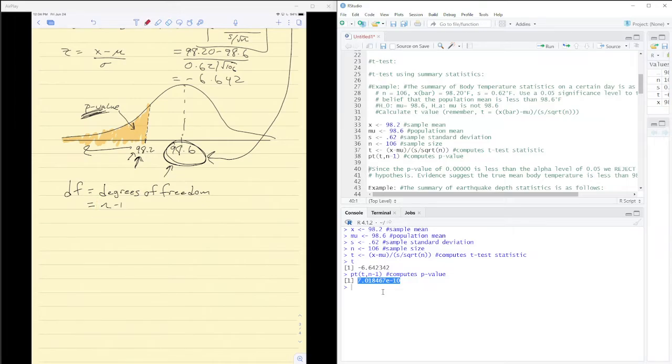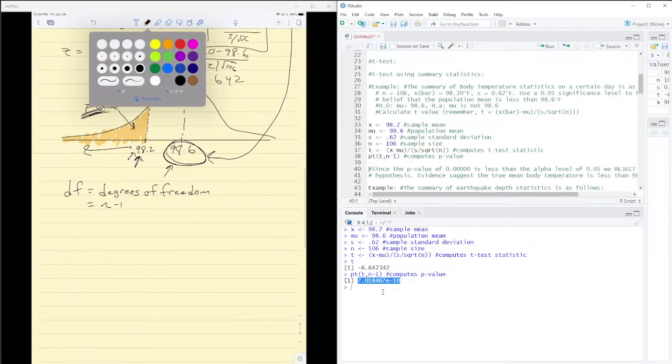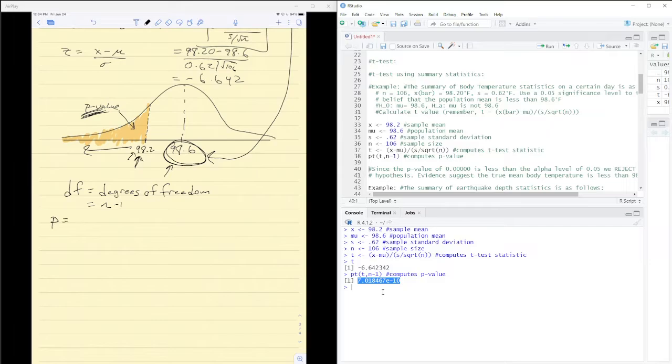So it tells me my p-value is 7.018, and then it says E minus 10. What does that mean? In R, this is its way of talking about scientific notation, meaning times 10 to the minus 10.